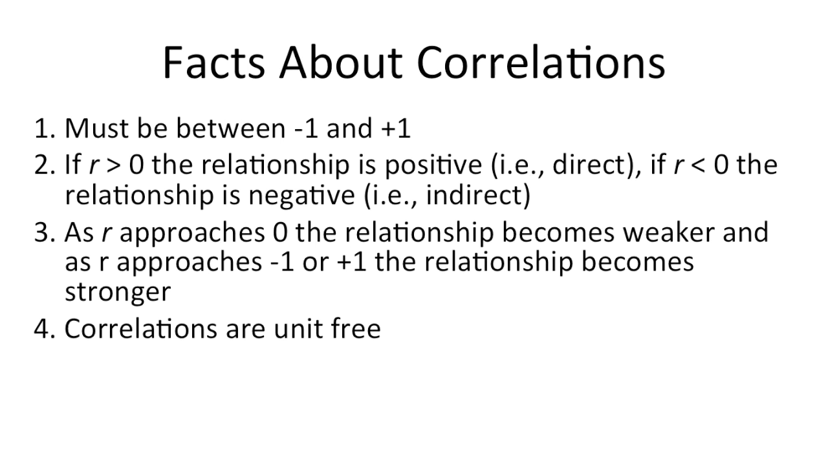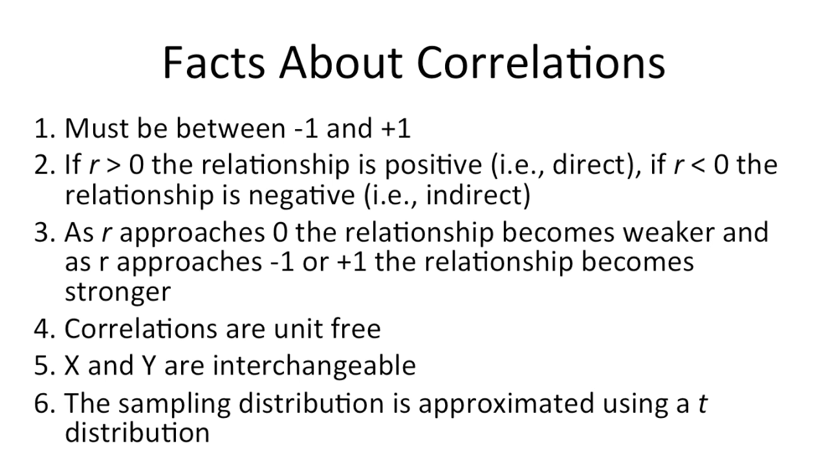Correlations are unit-free. Recall, we computed the correlation between height in centimeters and weight in kilograms. So your x variable and your y variable can be on different scales. When you compute the correlation coefficient, you're going to convert both of them to z-scores anyhow. So the original scale of measurement does not matter. X and y are interchangeable. The correlation between x and y is the same as the correlation between y and x. And finally, the sampling distribution is approximated using a t-distribution.